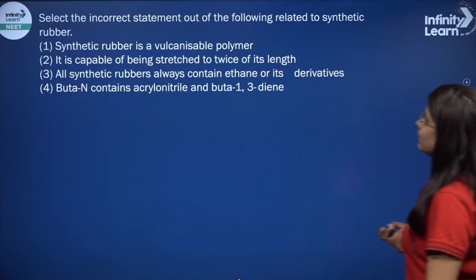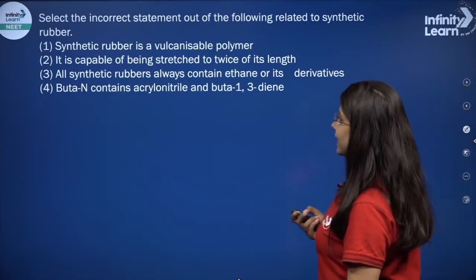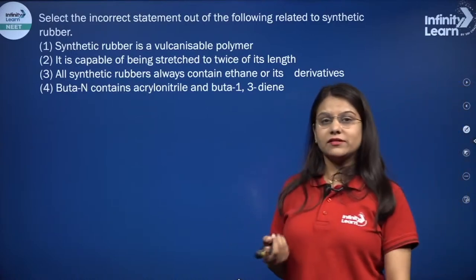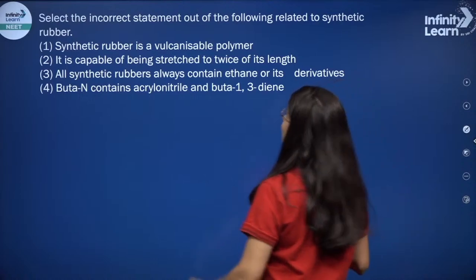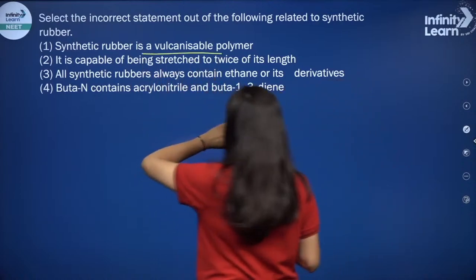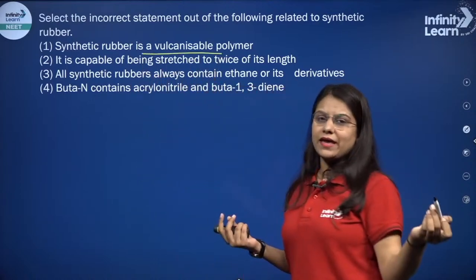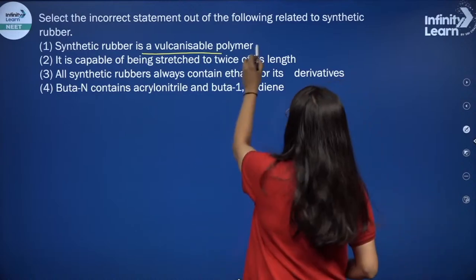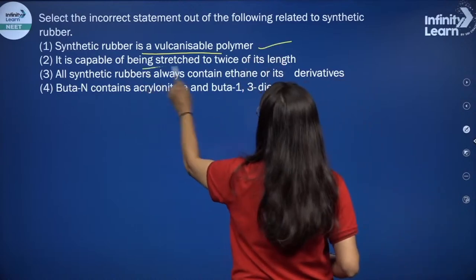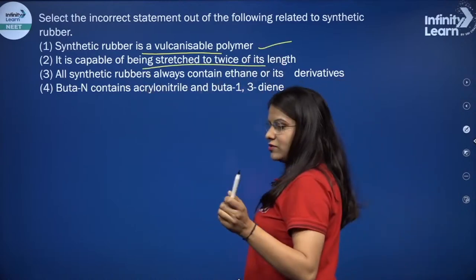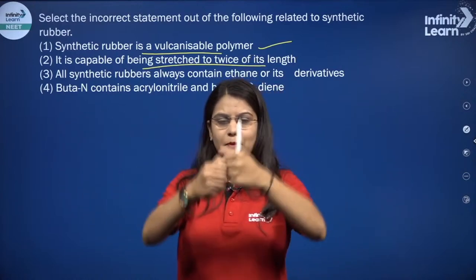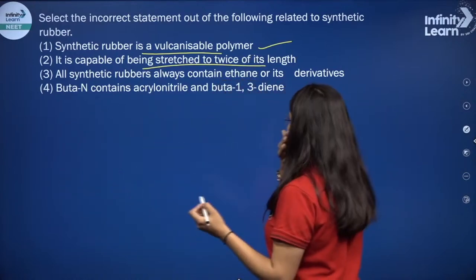Select the incorrect statement out of the following related to synthetic rubber. So we are talking about synthetic rubber. Synthetic rubber is a vulcanizable polymer. Yes, we can vulcanize synthetic rubber. This is correct. It is capable of being stretched. Yes, we can stretch this rubber. We can stretch, we can compress. This is a basic parameter of rubber.